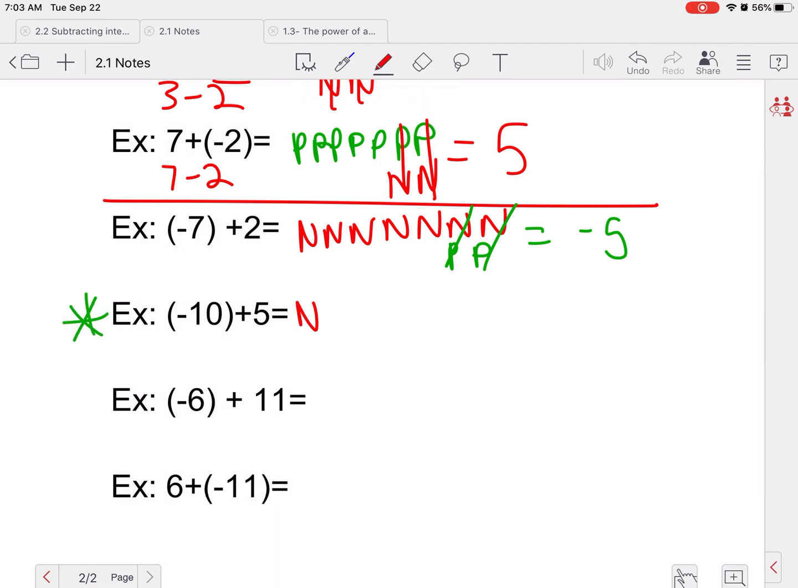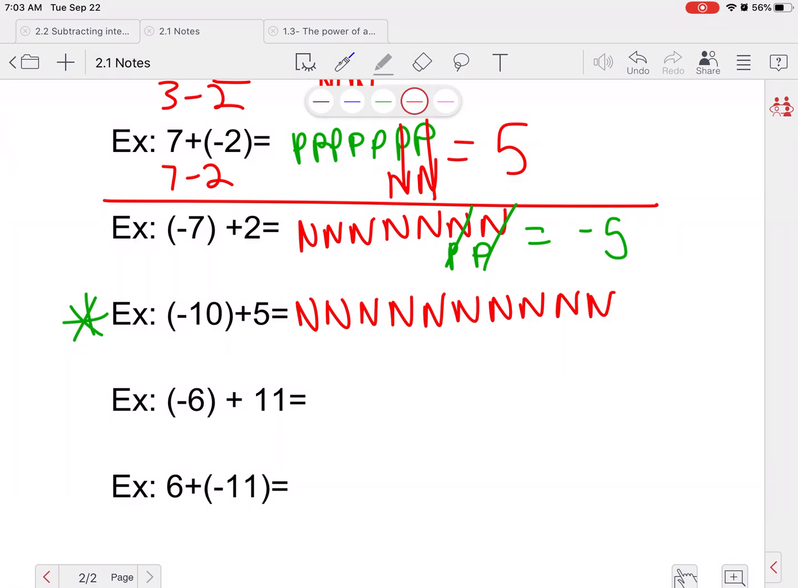Again, we're starting with 10 negatives, 1, 2, 3, 4, 5, 6, 7, 8, 9, 10. And I'm going to add 5 positives, 1, 2, 3, 4, 5. A negative and a positive will cancel out, so I'm left with 5 negatives. My answer is negative 5. And again, this makes sense. If you're $10 in debt and then you make $5, you're going to pay off part of your debt, which means you're still $5 in debt.